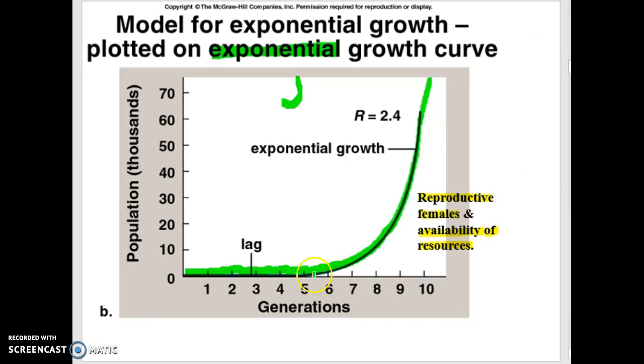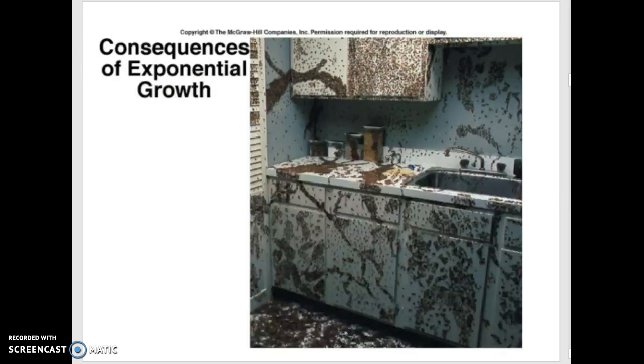So, generation 5, you had about 1,000. Generation 6, maybe up to 1,500. At generation 7, you're now up to maybe 3,000 or 4,000. Here you're at 10,000. Now you're at about 30,000. Now you're at about 65,000. So it goes up really, really fast. That's the way you want your money to grow, exponentially. Doesn't really happen though. Okay, so here are the consequences of exponential growth in our kitchen.